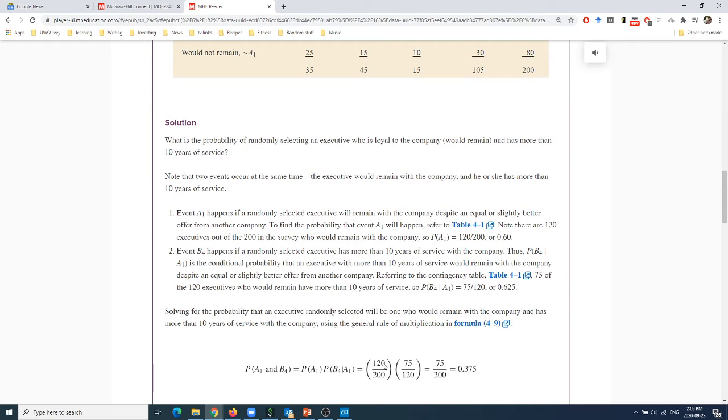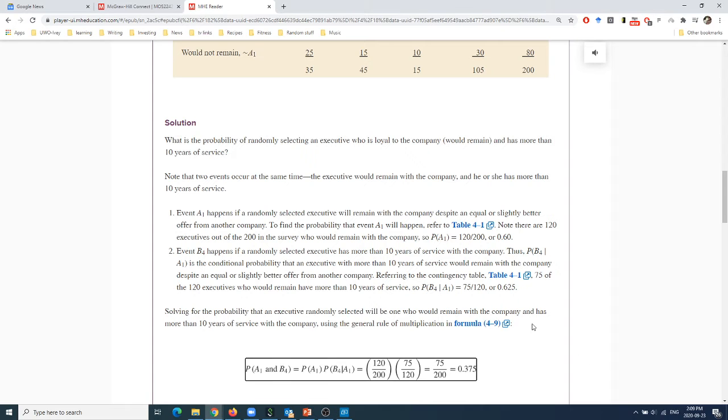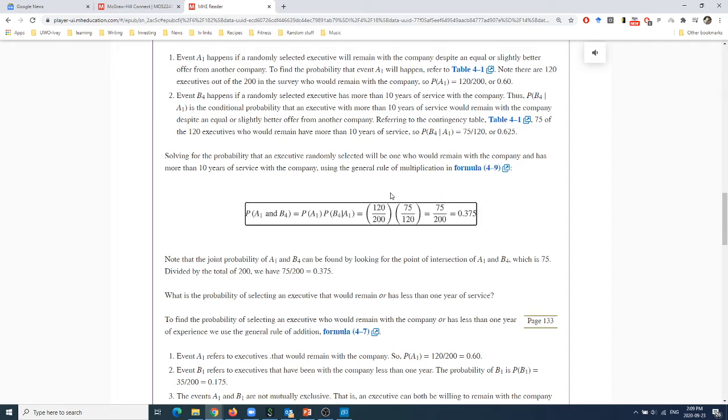Okay, so in both scenarios, 75 divided by 200 is the final answer, whereas the numerator and the denominator parts slightly changed. Here was 120 over here and 120 over here, whereas in our example, it's 105 and 105. But the other parts, your final answer still remains the same. So this is another way to do the same problem using a slightly different variation of your general multiplication rule.